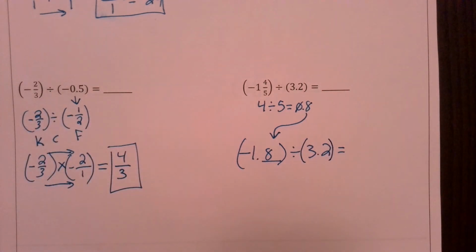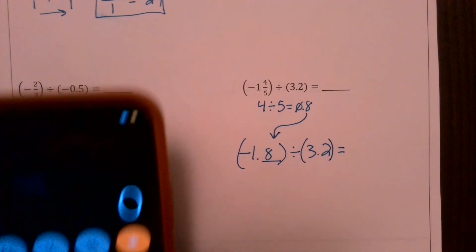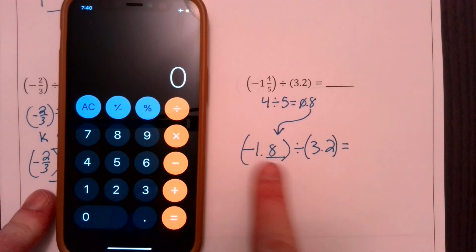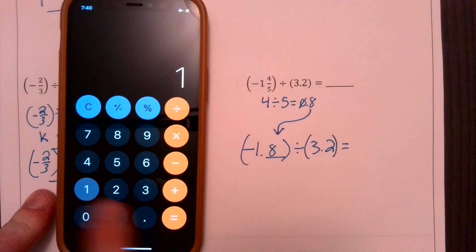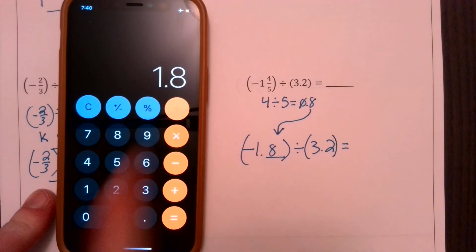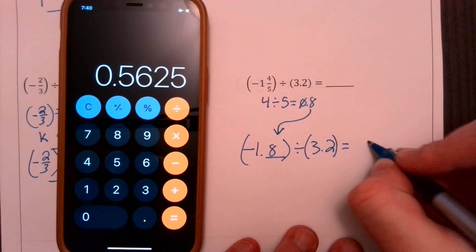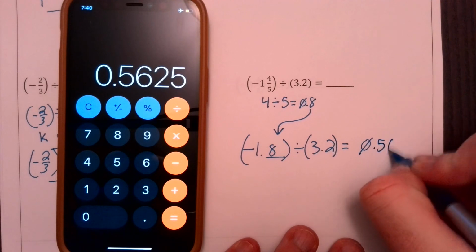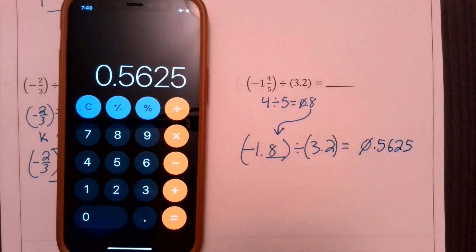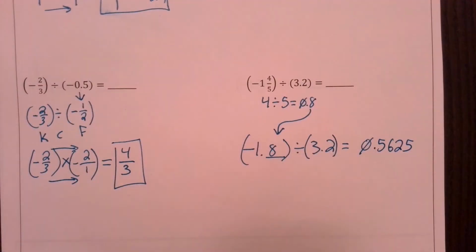All right, now I'm going to use a calculator. I'm going to ignore the sign, just type the numbers in. 1.8 divided by 3.2 equals 0.5625. Quite a few decimals on there, and that's okay.